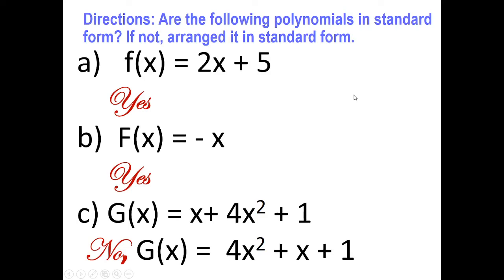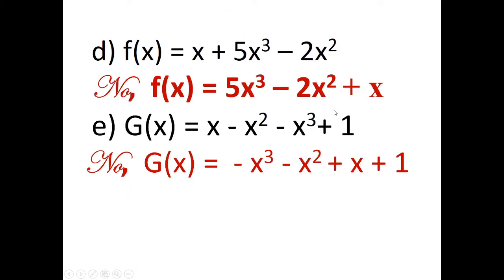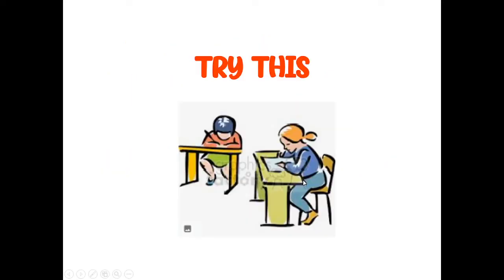The answers are A is yes, B is yes, C is no. So, change it into 4x squared plus x plus 1. D is no. Change it to 5x cubed minus 2x squared plus x. And E is no. Change it to negative x cubed, negative x squared plus x plus 1. Did you get 5? Very good.